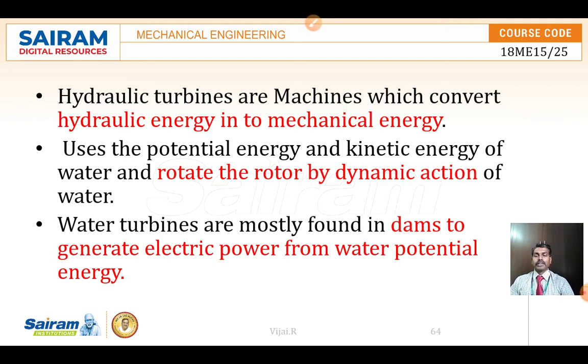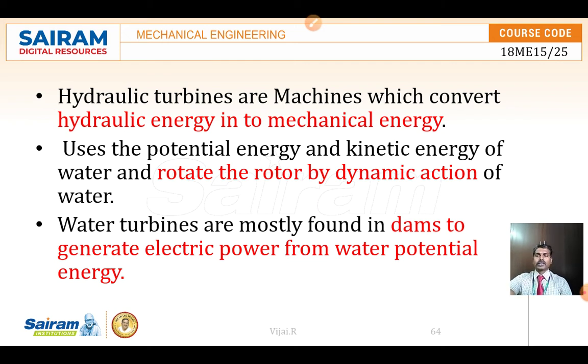Here water turbines are mostly used. They are used in hydropower stations, with dams that hold a lot of water. Reservoir dams are where water is stored, and we use the potential energy of the water. We send the water through the pipe and hit the turbine blades, and that energy is converted into rotary motion of the blades, which drives the generator to produce electricity.